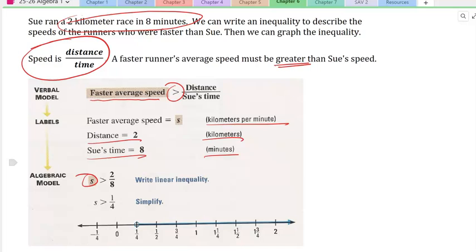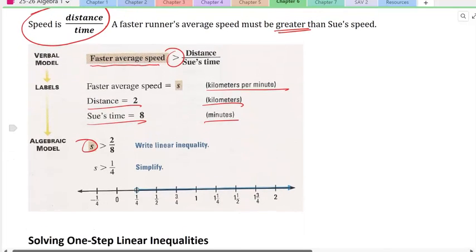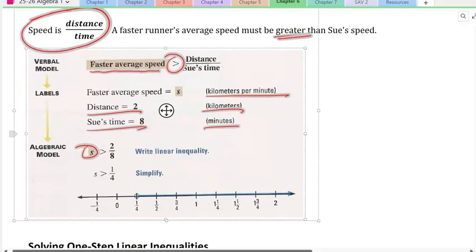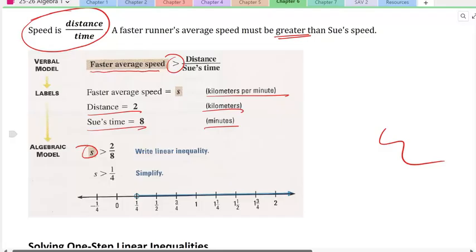Now we can simplify this because each of these can be divided by 2. 2 divided by 2 and 8 divided by 2 simplifies to 1/4. So S is greater than 1/4. Now we graph it. We find 1/4 on the number line. Notice we had to break this number line into smaller sections. 1/4 is 1/4 of the distance between 0 and 1. It'll be all numbers greater than 1/4.